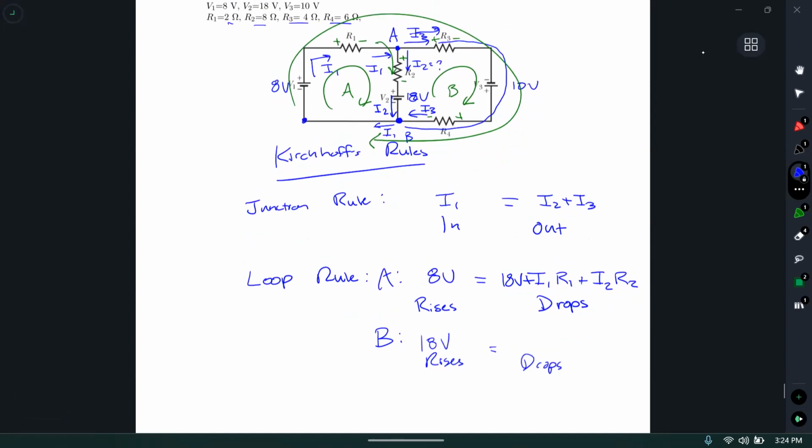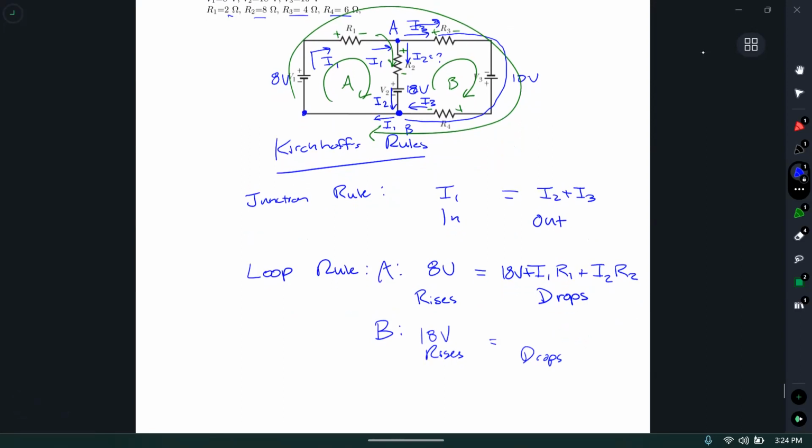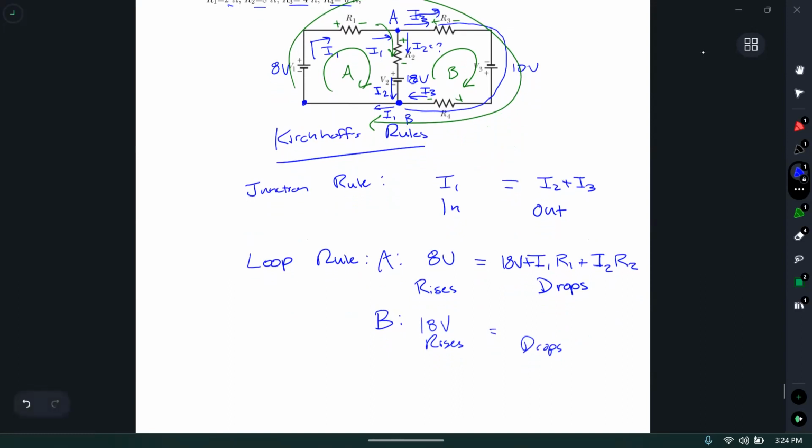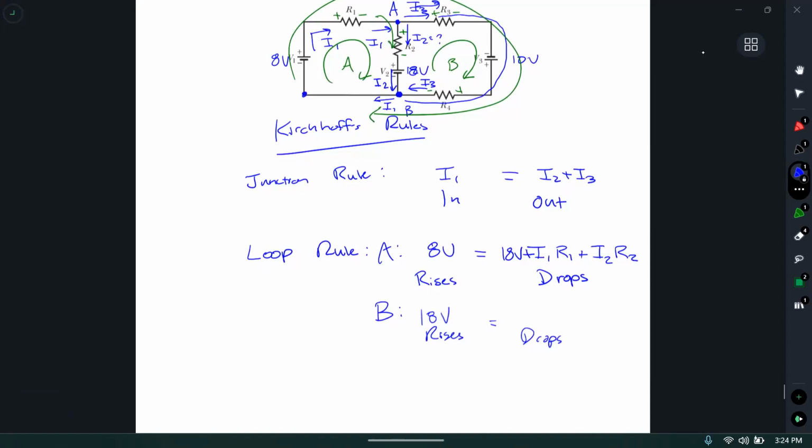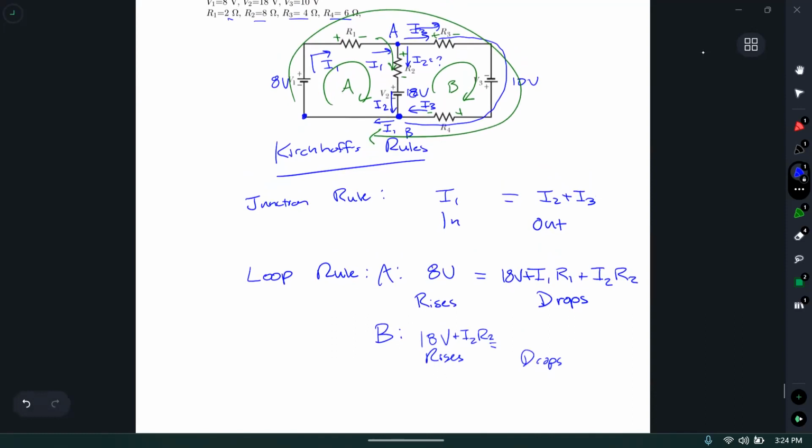Then I see resistor R2, and going in this loop, I should call that a rise as well. I go from negative to positive. Even though it is a resistor, if I'm following my loop B, I'm going from the negative to the positive terminal of that resistor. So I'm going to call it a rise of I2 R2. Keep following that loop around. I encounter resistor 3, R3, but I go positive to negative, so that's a drop. I keep going around and I see this 10-volt battery, but I go negative to positive, that's a rise.